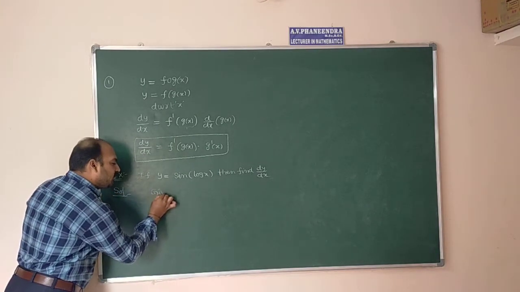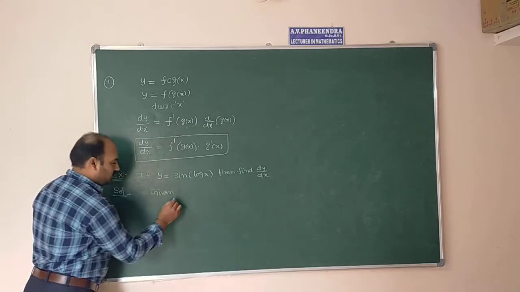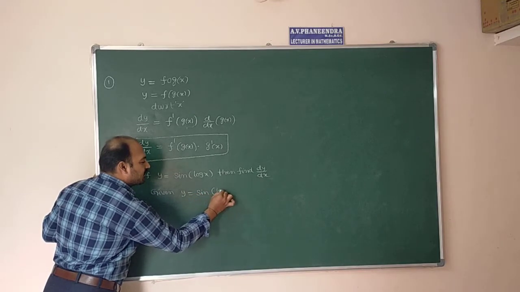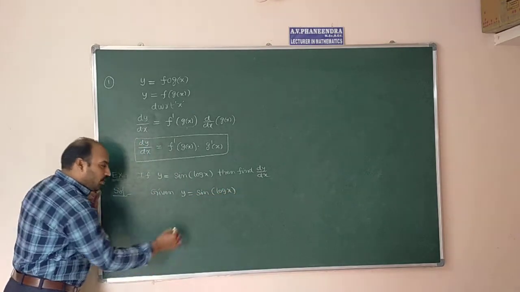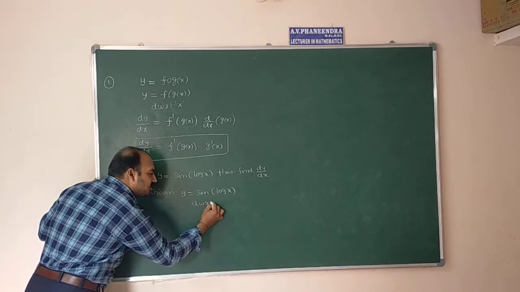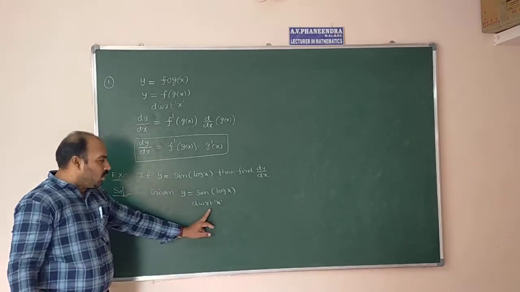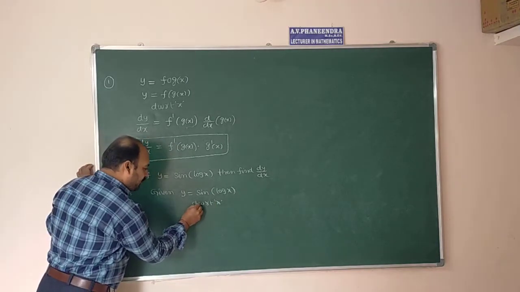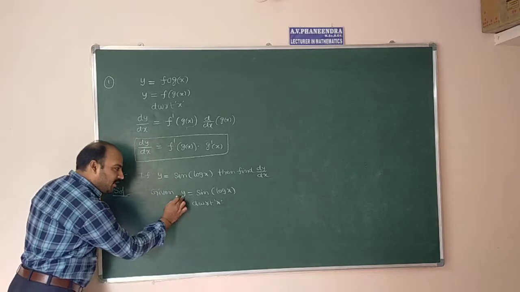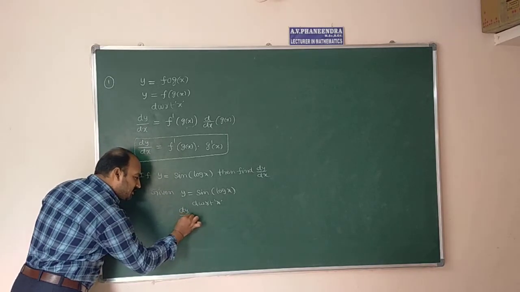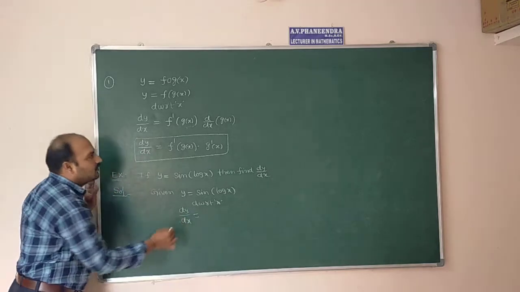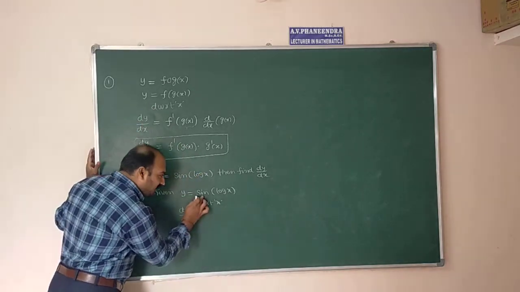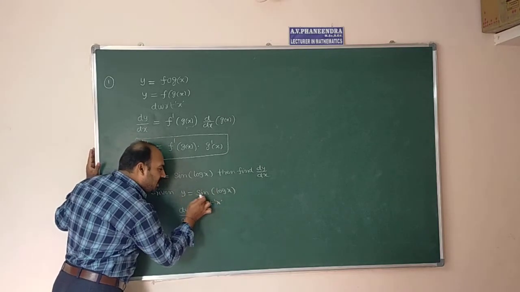First, given function, y is equal to sine of log x. Differentiate with respect to x. d by dx means differentiate with respect to x. So y differentiated with respect to x is dy by dx. Observe carefully this procedure I am following. d by dx of sine of log x. This complete function I am differentiating.